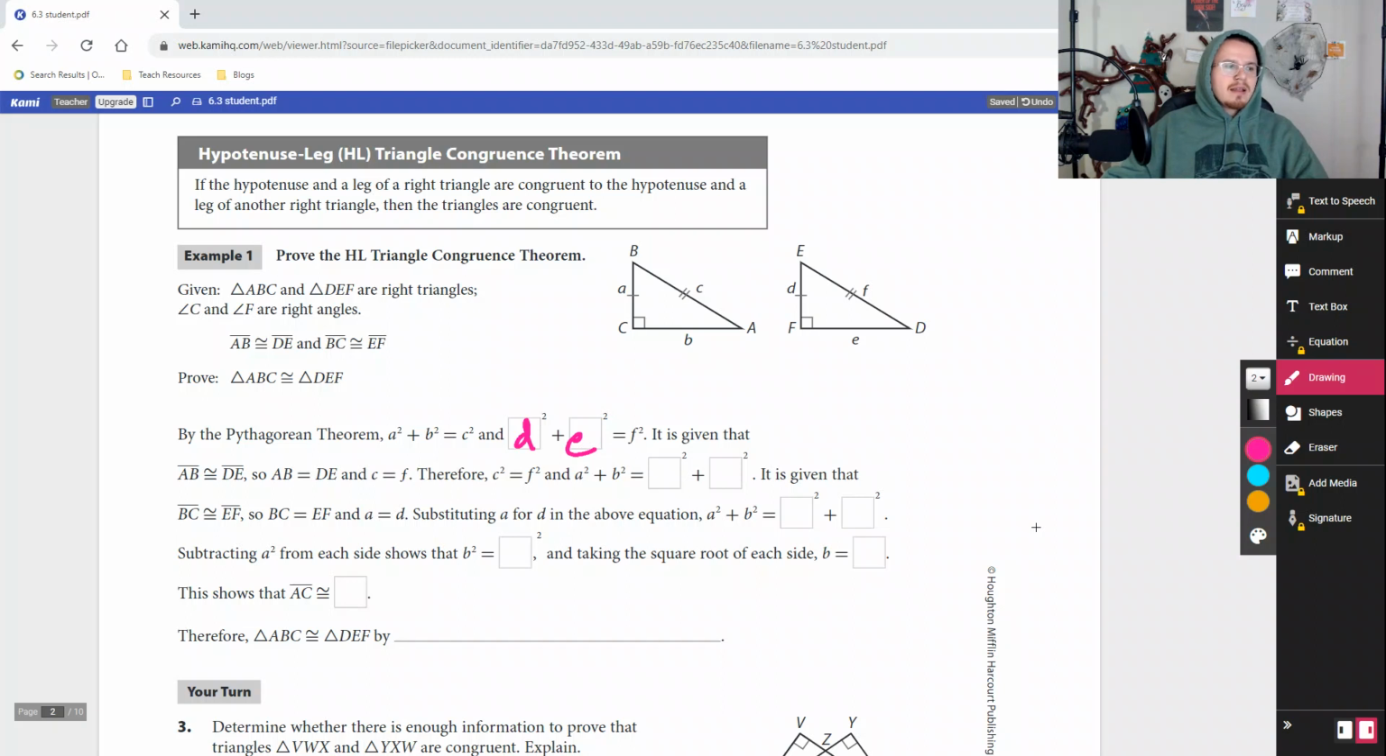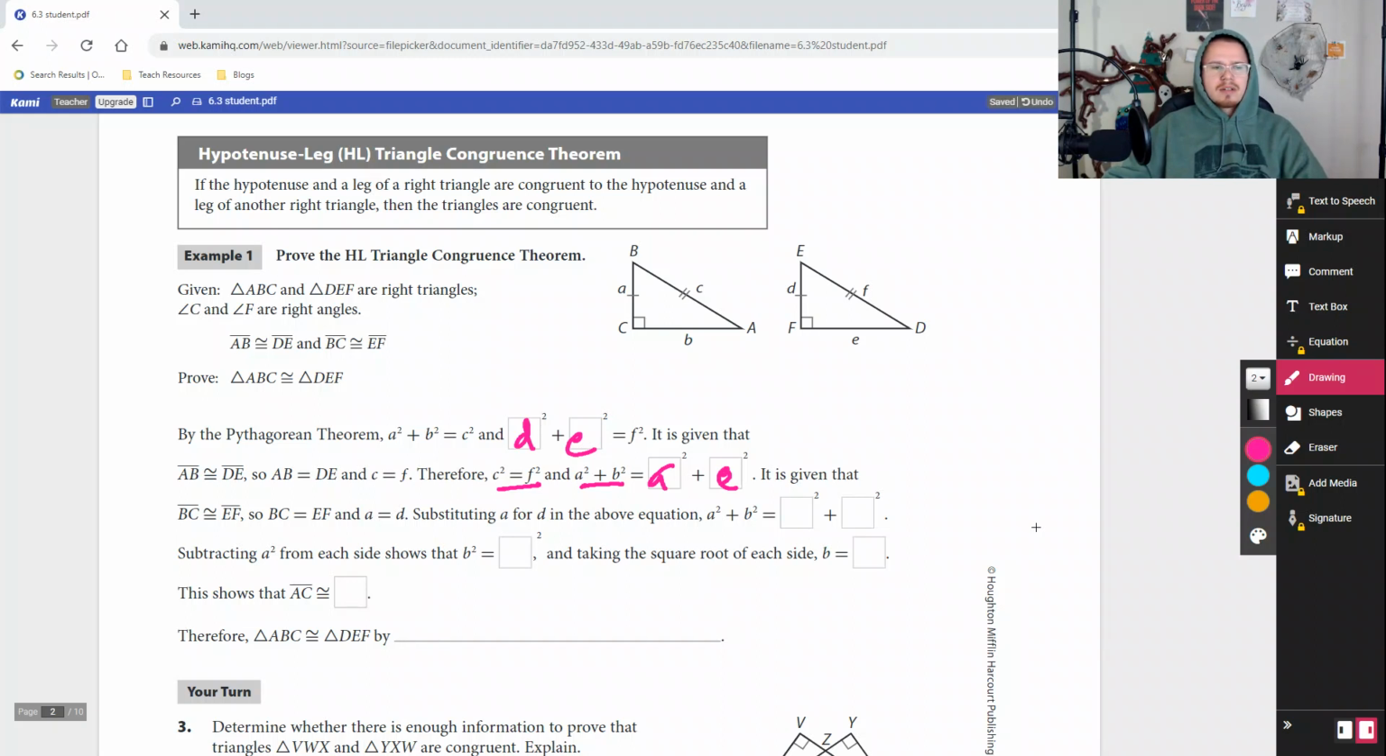So given that AB is congruent to DE, two tick marks, and AB equals DE. Well, duh. And C equals F, the side lengths. Therefore, you can say that C squared equals F squared, and A squared plus B squared equals D squared plus E squared. You can substitute because they're equal.